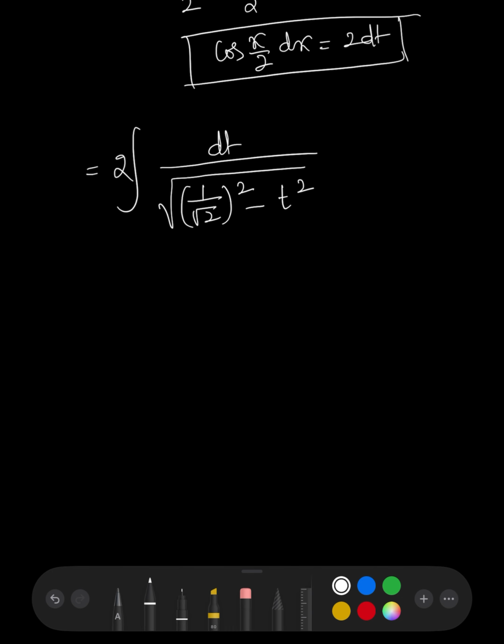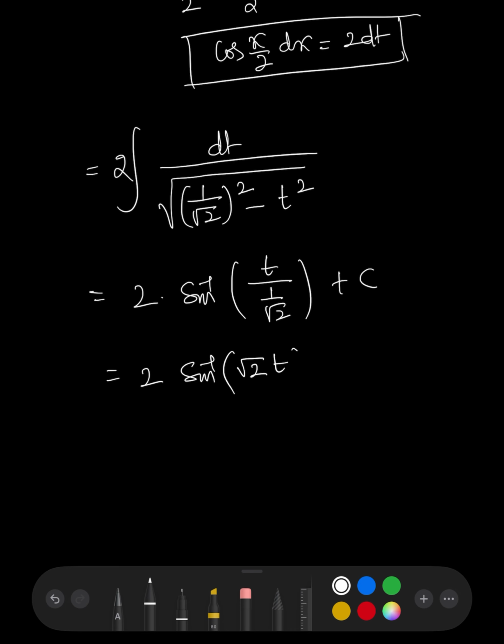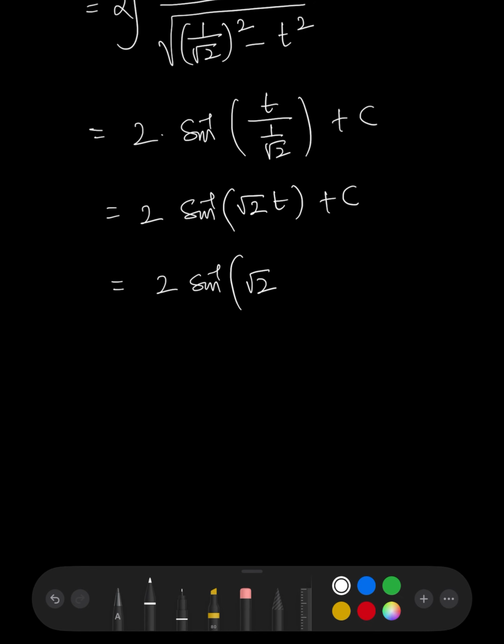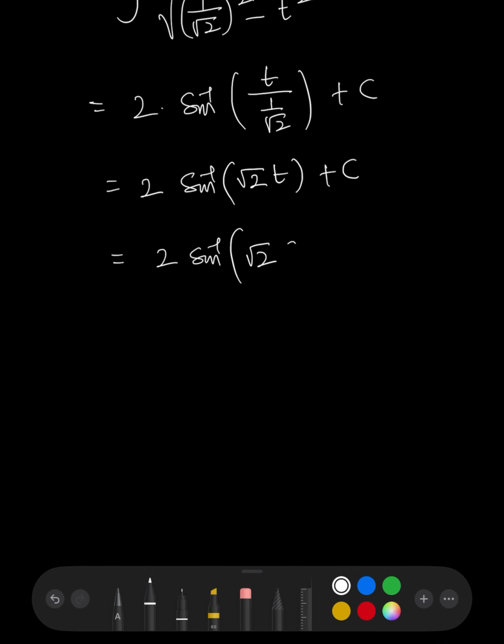t square). So it is in the form of integration of dx by root over a square minus x square, so that it is sine inverse of t by 1 by root 2 plus c. So 2 times sine inverse of root 2 t plus c. So it is 2 into sine inverse of root 2 times t, where t is sin x by 2, plus c.